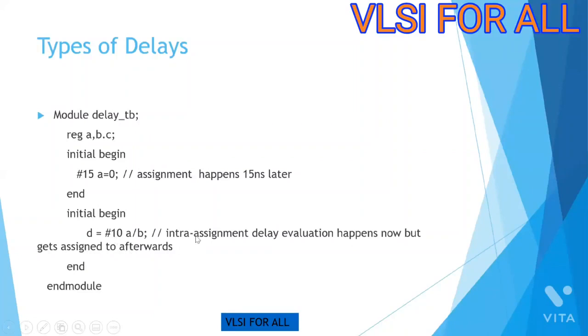But in this case, this is an intra-assignment delay. The evaluation of A by B happens at time 0 only, but it will be assigned to D after 10 time units. It doesn't happen that the assignment and evaluation both happen after 10. In the inter-assignment case, the assignment only happens after 15. But in this one, you evaluate the expression, keep it with yourself, and assign it only after 10. So these two are different, inter and intra assignment delays.